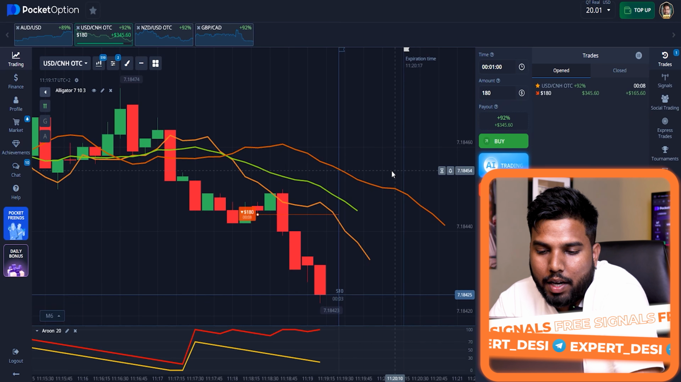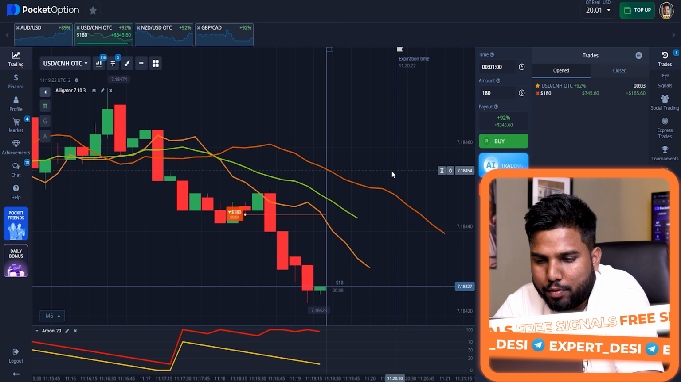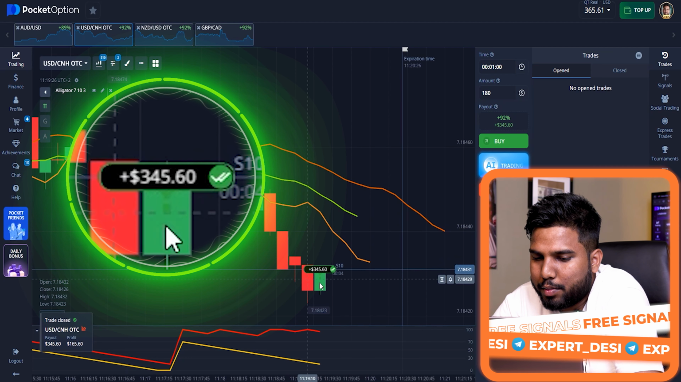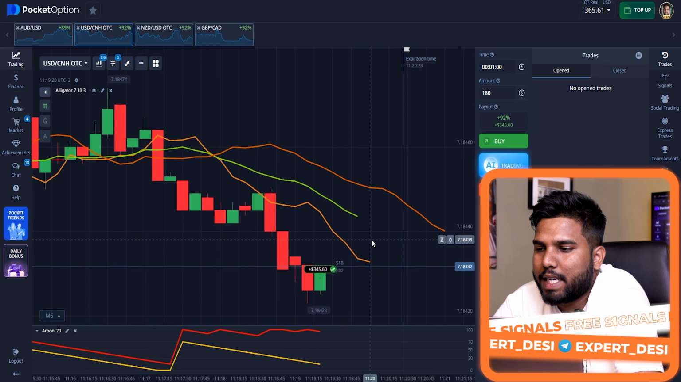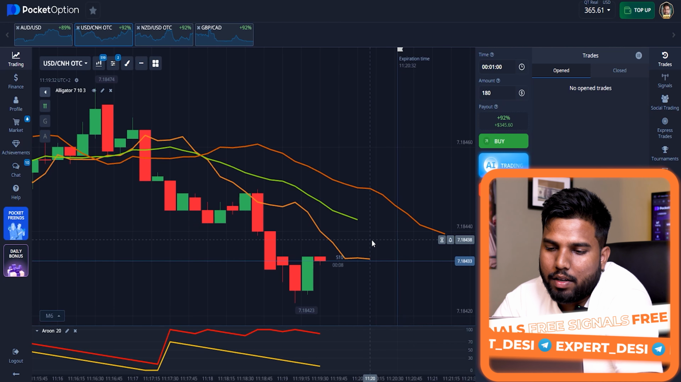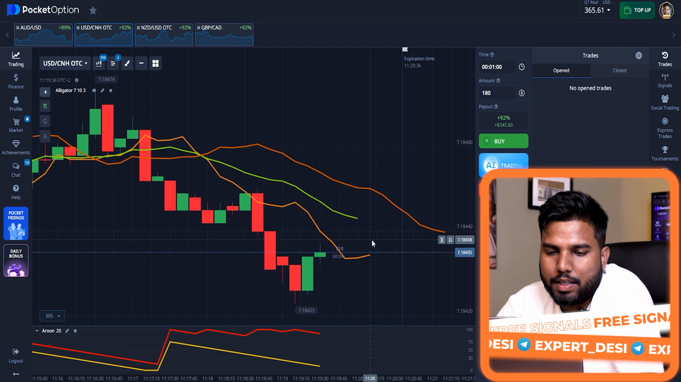So 8 more seconds. Let's see. We are quite below the point which we entered. So that's why here's the profit, $345.60 and a total of $365 on account. So let's not stop here. Let's move to the next pair and see the market there.